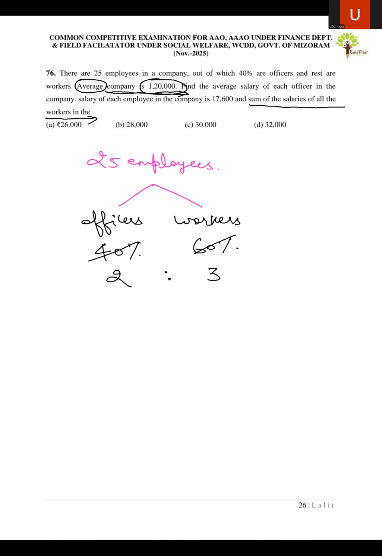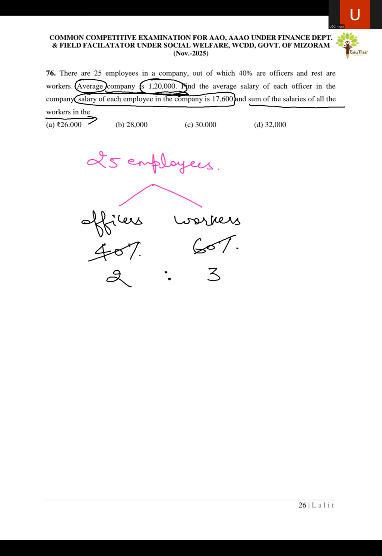And the average salary, and this is the question: average salary of each employee in the company is 17,600. So we have to find the average salary of each officer in the company. We have to find the average salary of each officer. All right. See this, average salary of each employee. I will just shade this part. See this.